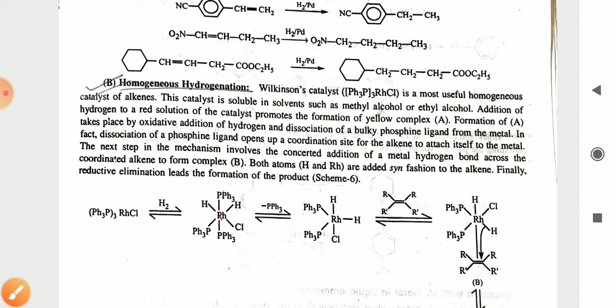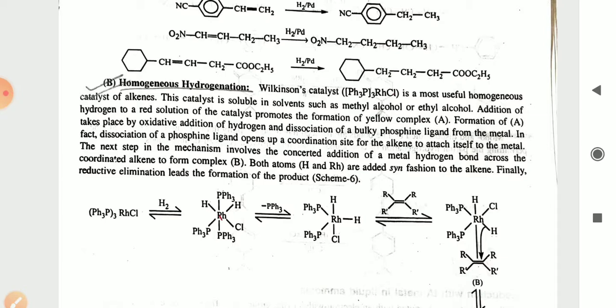Okay, next is homogeneous hydrogenation. A Wilkinson catalyst is very much used in this kind of homogeneous catalysis process of the alkene. This catalyst is soluble in a solvent such as methyl alcohol or ethyl alcohol. The addition of hydrogen to the red solution of the catalyst promotes the formation of the yellow complex, which is denoted as A. The formation of A takes place by the oxidative addition of the hydrogen and the loss of the bulky phosphine ligand from the metal.